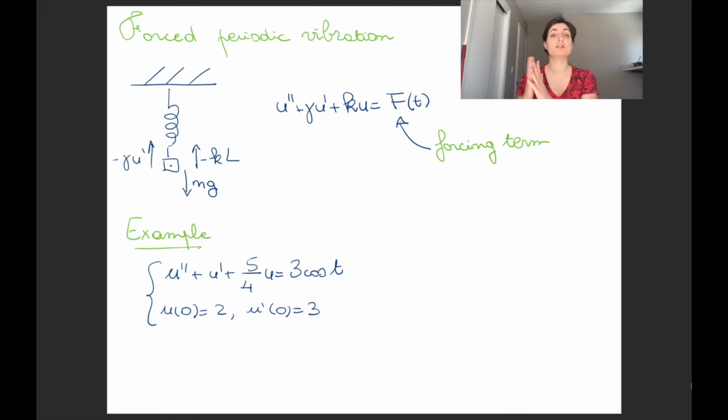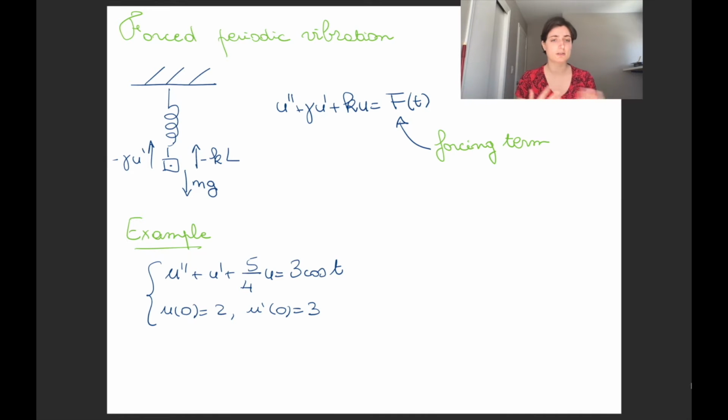This forcing term doesn't depend on u, but only depends on t. So for example, we could have something like u'' + u' + 5/4 u = 3 cos t. And we have some initial conditions like u(0) = 2 and u'(0) = 3. What behavior does this system have?